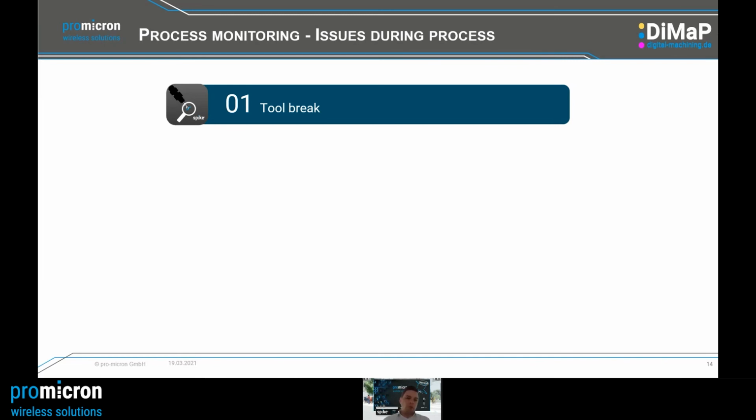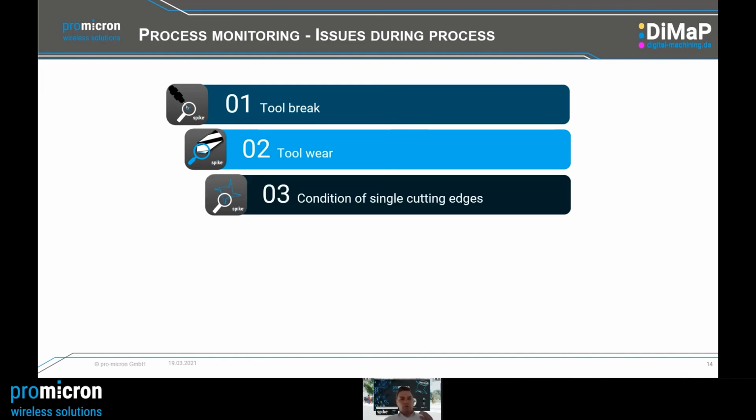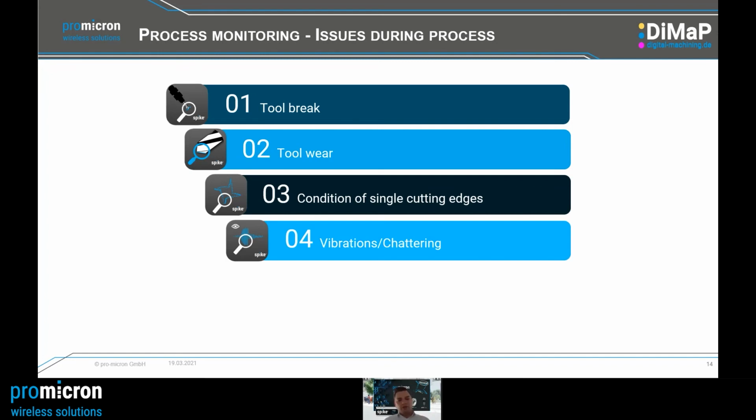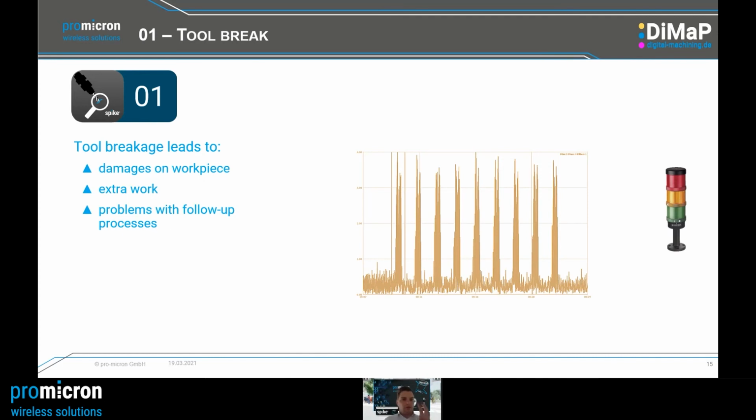Let's go into the process monitoring. Here we have some more topics. We have the tool breakage, we have the tool wear case to monitor. We want to monitor the condition of each single cutting edge, and we have vibrations or chattering in the program, and we have sporadic process errors. All issues which happen during the process, where the market provides solutions to face these challenges. Let's have a look into the first benefit or the first problem.